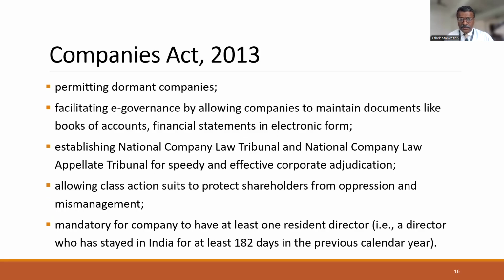Quickly, we will go through them: permitting dormant companies, facilitating e-governance, establishing the appellate tribunal, which we already said, and allowing class action suits, which we'll look into. That is giving priority to the shareholders in case of mismanagement or oppression by the management. People who have limited shares or don't have much say in the running of the company shouldn't be taken for a ride. They shouldn't be at a loss. So you have something called a class action suit.